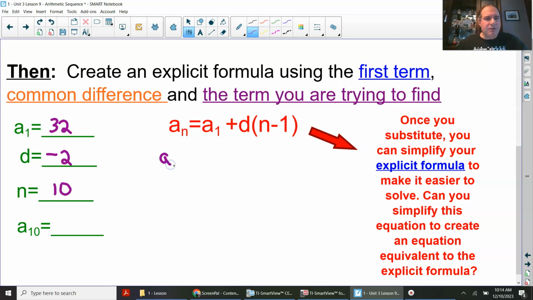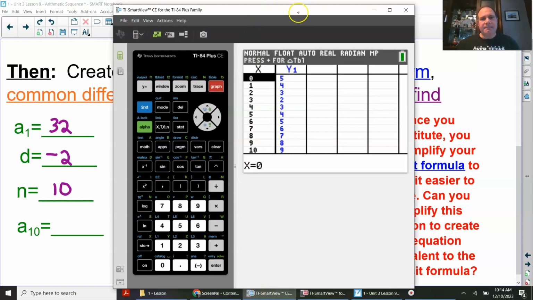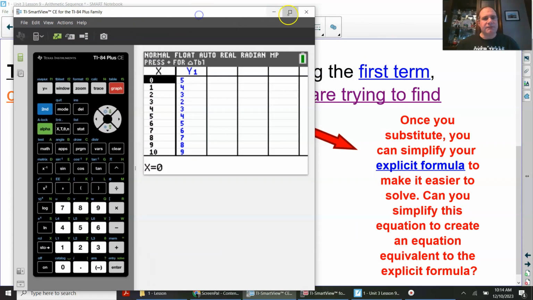So I'm going to write a sub 10 instead of a sub n equals a sub 1, which is 32, plus the common difference, which is -2. Notice that that is in the front of the parentheses now. I'm looking for the 10th term, so I'm putting n as 10. And then I'm just going to bring up my calculator and put this directly in.